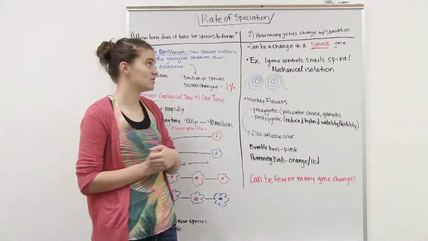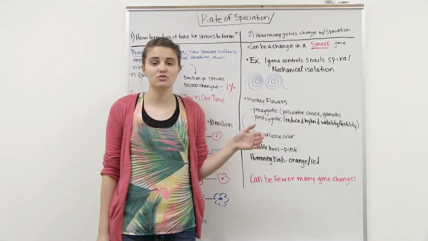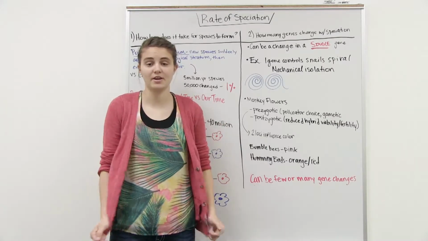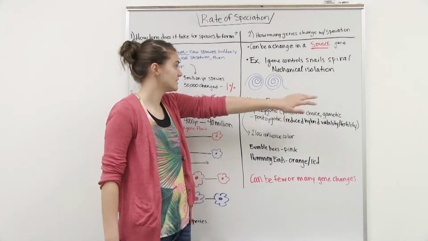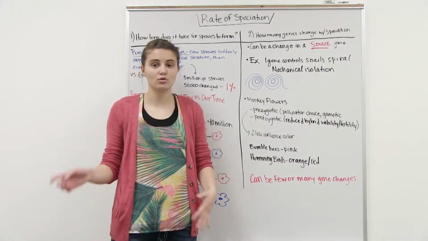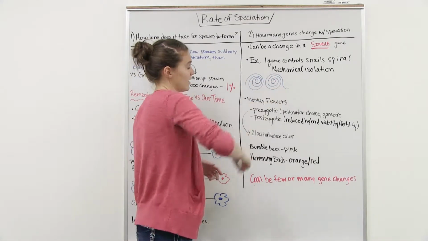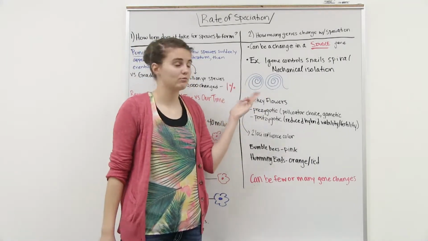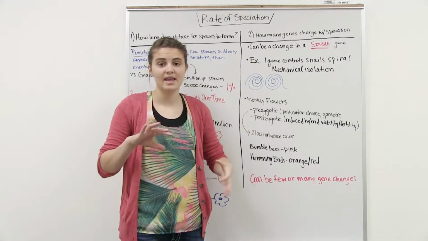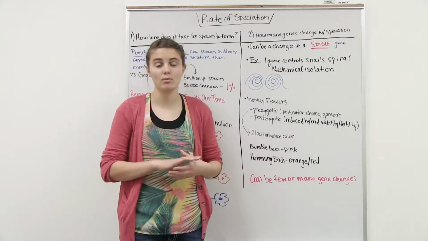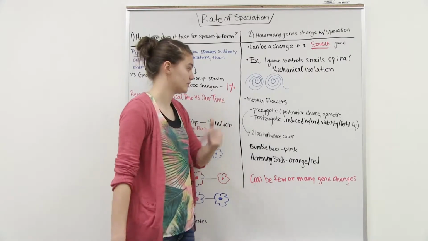Our next question is how many genes do we have to change for speciation to occur? Well, at the bare minimum, we can change a single gene, and that can cause enough of a reproductive barrier that we have an entire new species. An example of this is in this snail. One gene controls which way the snail's spiral goes. One goes this way and one goes that way. And if they are too different, then they aren't able to mate because of this mechanical isolation. They have their reproductive organs in different orientations, so even if they try to mate, they won't be successful. That's an example where one gene can result in two different species.